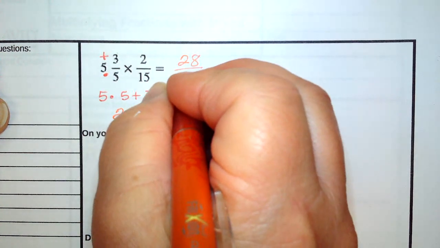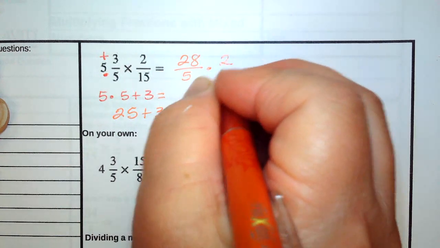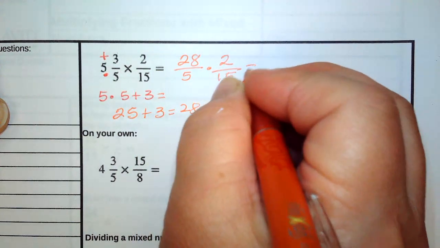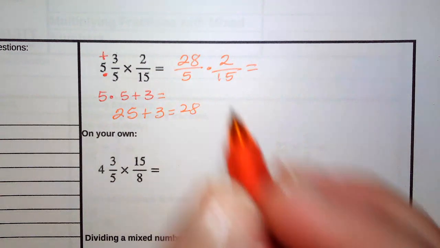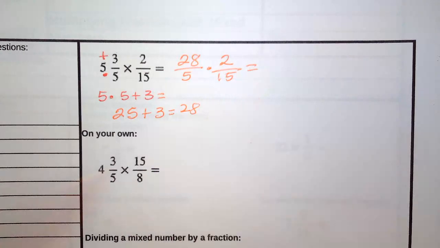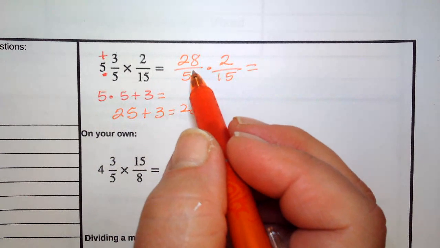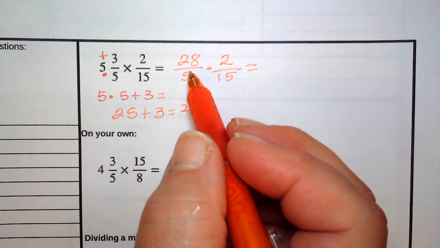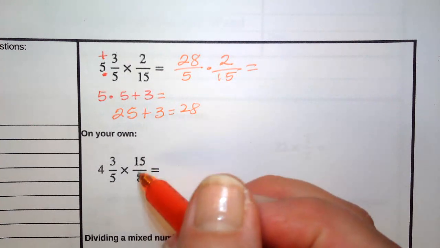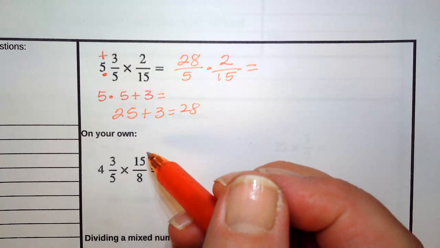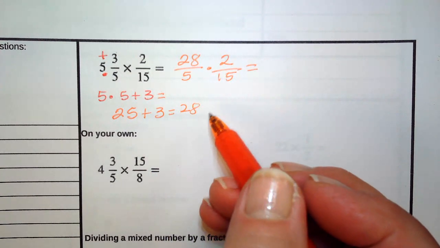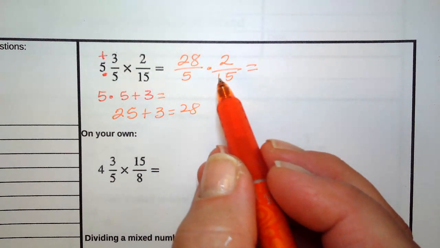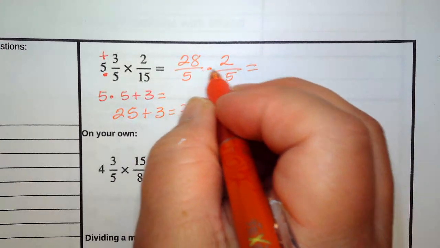28 over 5 times 2 over 15. As I'm looking, I notice that these are both even, these are both odd, so I can't divide out 2. The factors of 28 are 2 times 14. Well, that doesn't have a common factor with 5 or 15. We've got 4 times 7. Once again, no common factors. So between my numerator and my denominator, there are no common factors.